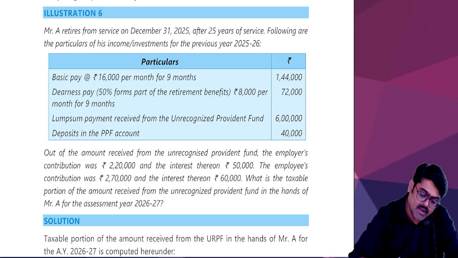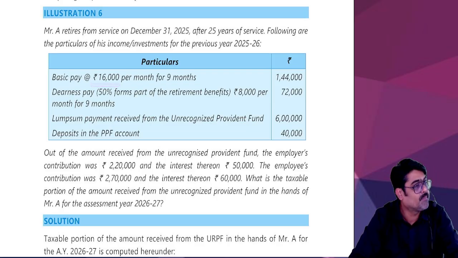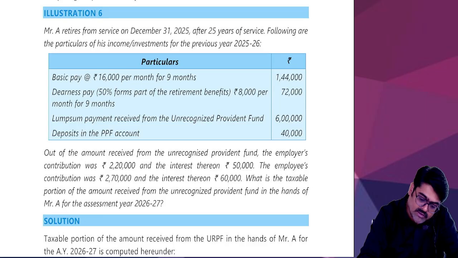So is he getting a basic salary of 16,000 per month? For how many months he is going to get it? Why 9 months? April to December. 9 months only he is in employment. So for 9 months only he is going to get basic salary. So how much basic salary? 16,000 into 9. What will be the tax treatment? Come on, tell me.